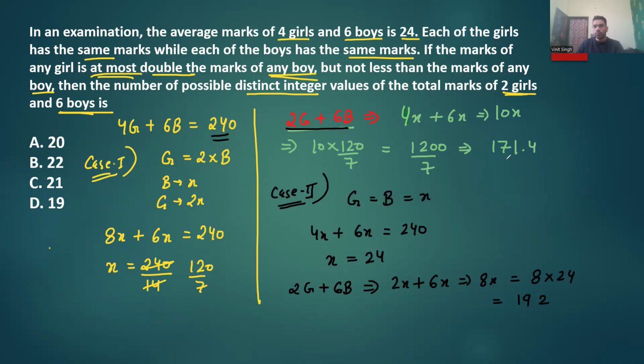Now our marks will fluctuate from 171.4 to 192. So the marks will remain between 172 and 192. We have to find the distinct integers from 172 to 192. So how many integers are there? From 172 to 192, there are 21 integers. So option C will be the right answer.